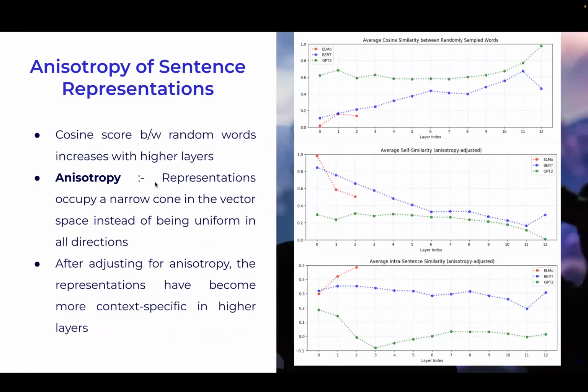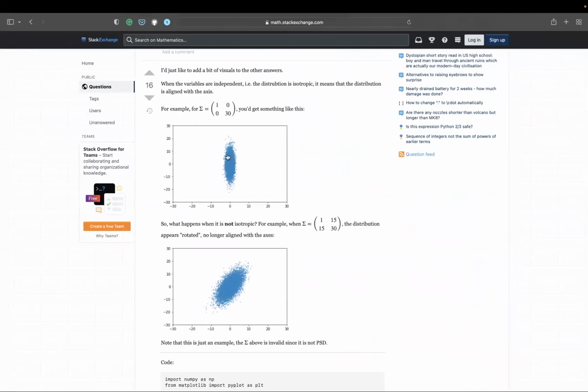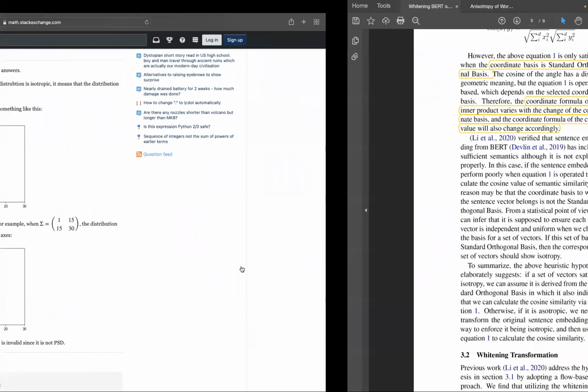How can we represent anisotropy geometrically? The representations occupy a narrow cone in the vector space instead of being uniform in all directions. It should have been uniform, but it has formed a very narrow cone. Whenever this kind of narrow cone representation appears, all the random vectors become similar to each other, even though they should not be.